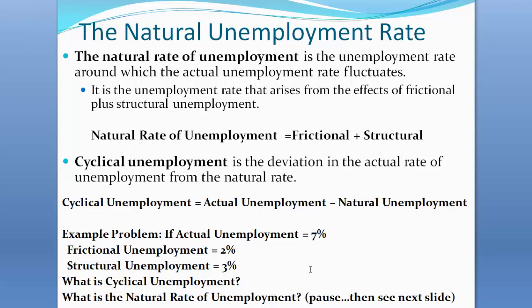In an example problem, if the actual observed unemployment rate in the economy, as collected by the current population survey, is 7%, and given frictional unemployment is 2%, structural unemployment is 3%, what is the cyclical unemployment rate and what is the natural rate of unemployment? Pause the video at this time, and then when you have your answers, check your work on the next slide.